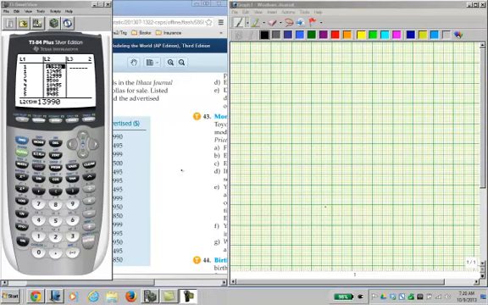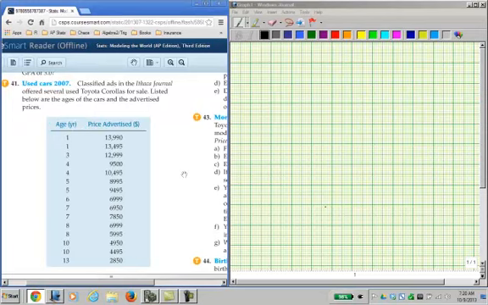Okay, we're going to do some exercises here with the data from problem 41. If you haven't done it already, take the data from problem 41 and put it into your calculator. You can stop the recording right here. Once you finish that, resume the recording.